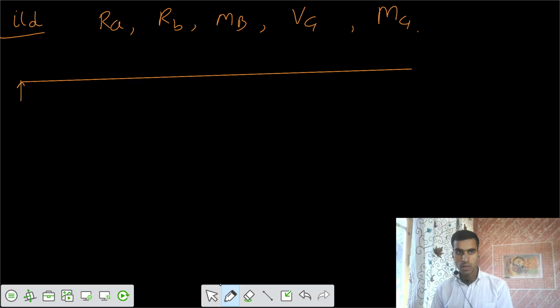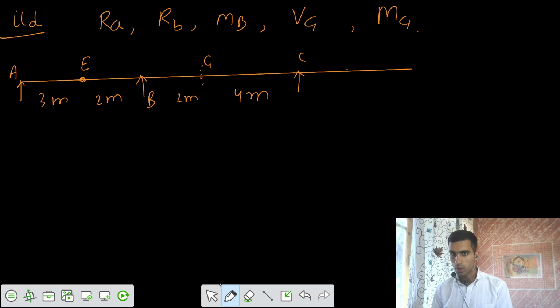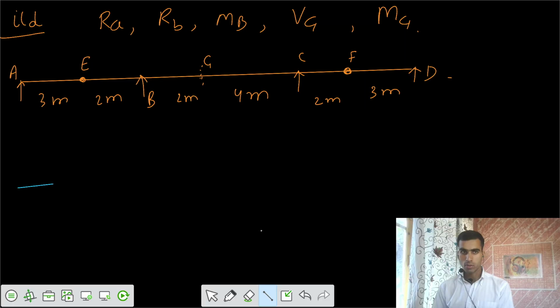The beam looks like a compound beam. So we have support A, then 3 meters, then a hinge at E, then 2 meters. After that we have a support at B, then 2 meters, and a section at G. After that we have 4 meters, then a support at C, and an internal hinge at F, 2 meters from C, then 3 meters. After that we have a support at D. So let's go one by one through these critical points.